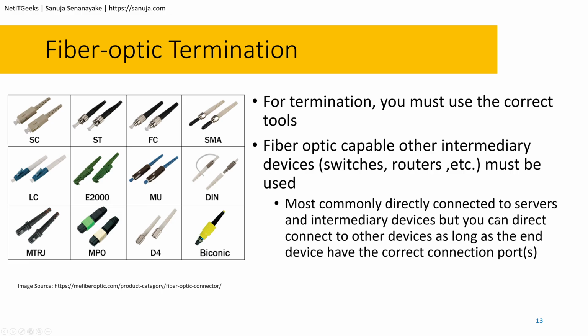Fiber is most commonly directly connected to servers and intermediary devices, but you can also directly connect other devices as long as the end device has the correct connection ports. So fiber optic cables are mostly used between fiber optic switches, fiber optic routers, and fiber optic capable servers, but you can use it on end devices such as a desktop computer as long as one of these connectors is available on the ports of your end device, and your fiber optic cable is terminated with one of these suitable connectors and they are compatible with each other. So keep that in mind as well.